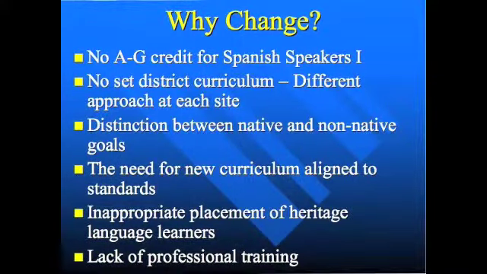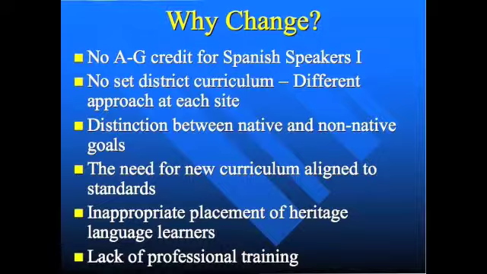Why did we change our Spanish for Spanish speakers program? What was really the problem? Well, if we look at the basics, students weren't getting A through G credit for Spanish speakers 1. That means it wouldn't count for them if they transferred to a UC or CSU California University. Compared to our target language students, the classes in which English-only students are learning Spanish as a foreign language, we were looking at a very inequitable situation.